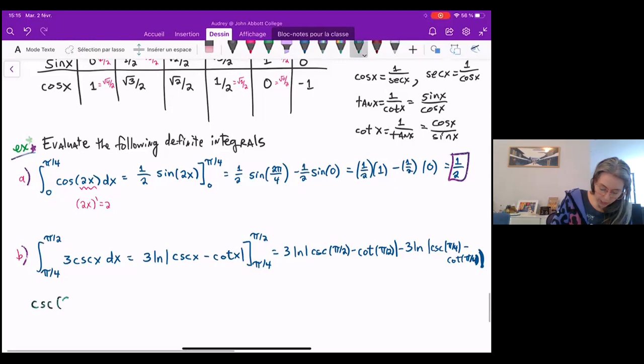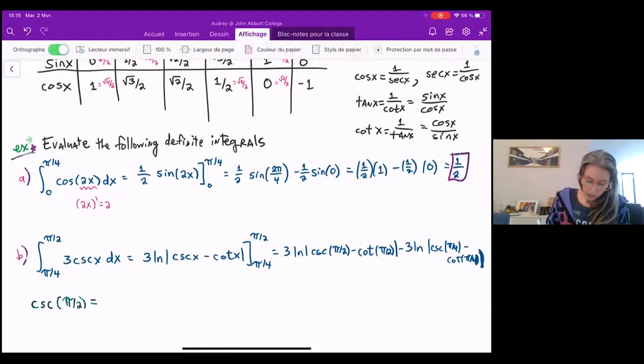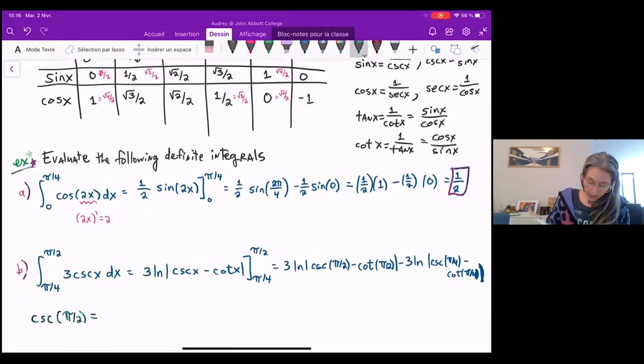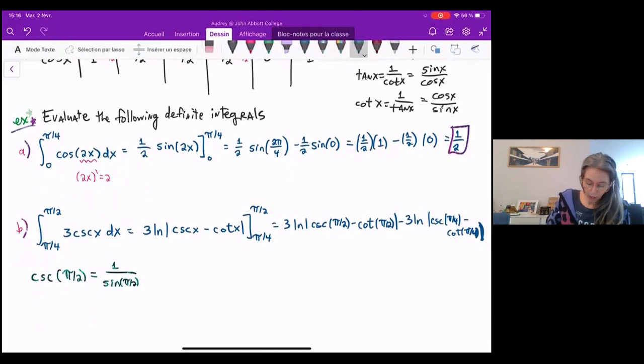I'm looking for cosecant of pi over 2. Well, I know my trig identity for cosecant is 1 over sine. So this is like 1 over sine of pi over 2. Now sine of pi over 2, at this point you could plug it into your calculator, or we can go up to our little table and see that that is 1. So I'm going to get 1 over 1, and cosecant of pi over 2 is just 1.